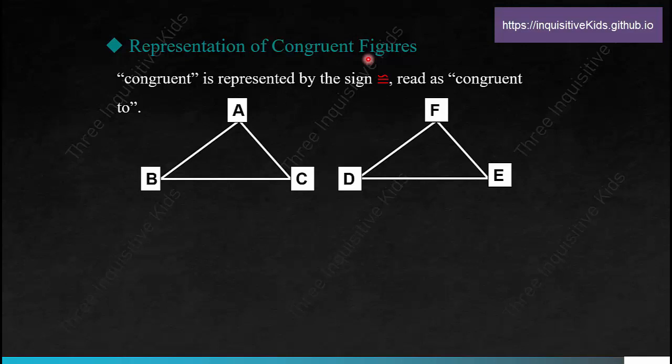Okay, so now let's look at the representation of congruent figures. Congruent is represented by the congruent sign, read as congruent to. So if you see this in between two triangles or two figures, you can read it as, say, triangle ABC is congruent to triangle FDE. And you may want to try to write this symbol a few times, say 3 times, on your notepad just to get the hang of it.